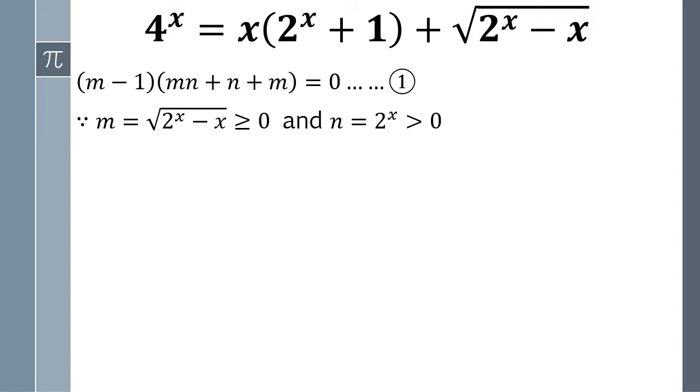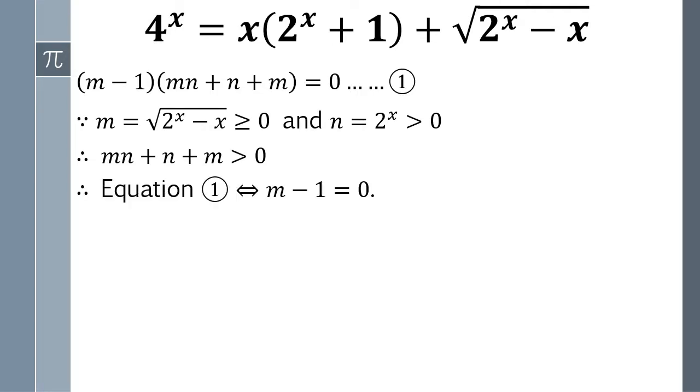By the definitions of m and n, it's easy to find out that m is no less than 0 and n is larger than 0. That means mn plus n plus m is larger than 0. Therefore, equation number 1 is equivalent to m minus 1 equals 0. In other words, it means 2 to the x power minus x minus 1 equals 0. Let's note this equation as equation number 2.